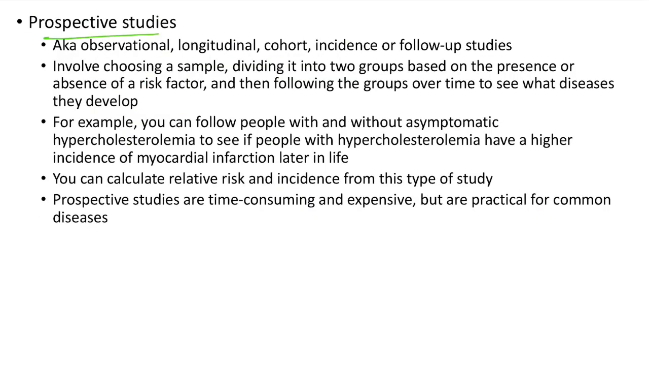Now let us see about prospective studies. They are also known as observational, longitudinal, cohort, incidence, or follow-up studies. They involve choosing a sample, dividing it into two groups based on the presence or absence of a risk factor, and then following the groups over time to see what diseases they develop. For example, you can follow people with and without asymptomatic hypercholesterolemia to see if people with hypercholesterolemia have a higher incidence of myocardial infarction later in life. You can calculate relative risk and incidence from prospective studies. Prospective studies are time consuming and expensive but are practical for common diseases.